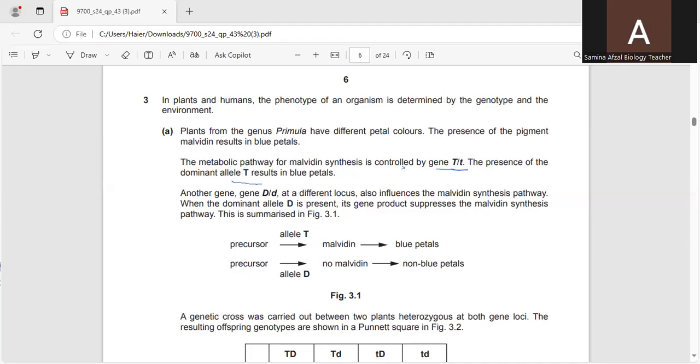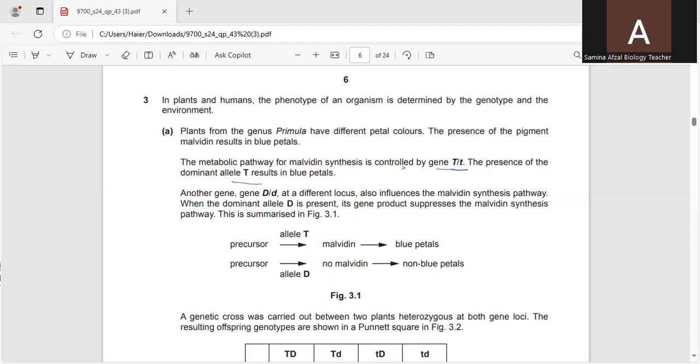Another gene, capital D small d at a different locus, also influences the molybdenum synthesis pathway. When the dominant allele D is present, its gene product suppresses the molybdenum synthesis pathway. This is summarized in figure 3.1. And figure 3.1 is precursor allele capital T formation of molybdenum, which gives the blue color to the petals. And precursor allele capital D, no molybdenum production, and due to which non-blue petals.